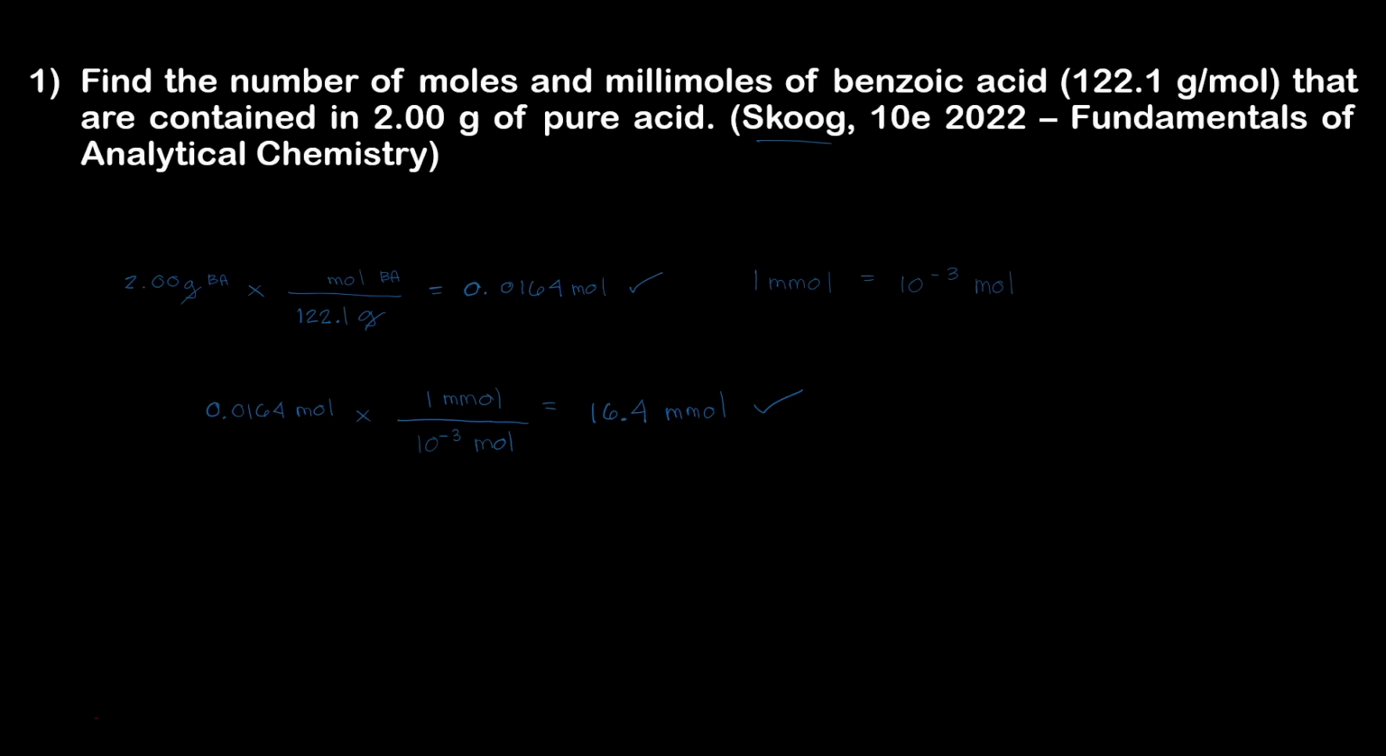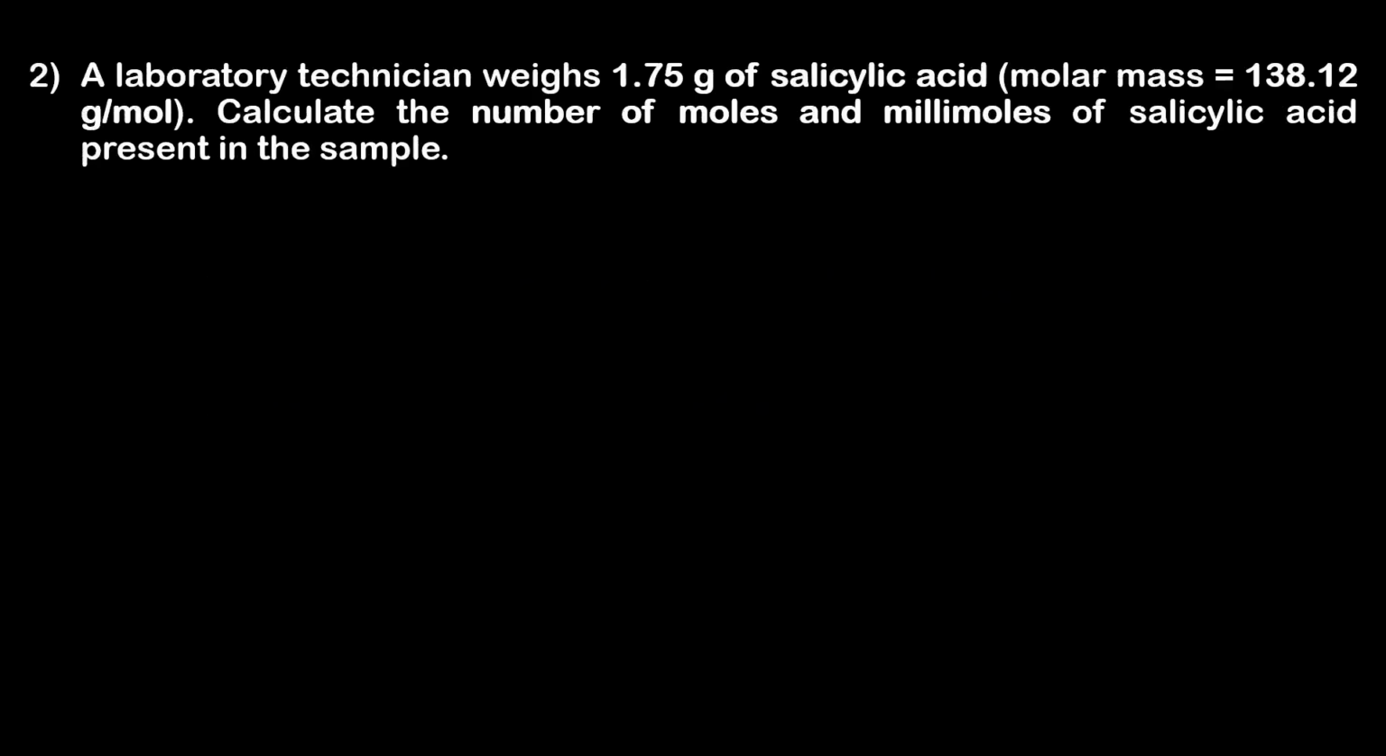Okay, that's easy, right? So for number two, this is the same concept, but a different question. You can try answering this one, or you can pause the video. A laboratory technician weighs 1.75 grams of salicylic acid, given its molar mass is 138.12 grams per mole. Calculate the number of moles and millimoles of salicylic acid present in the sample.